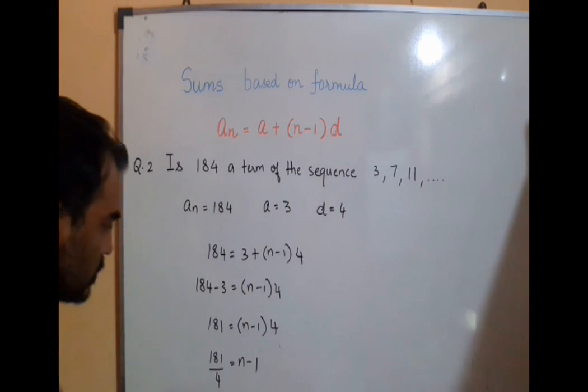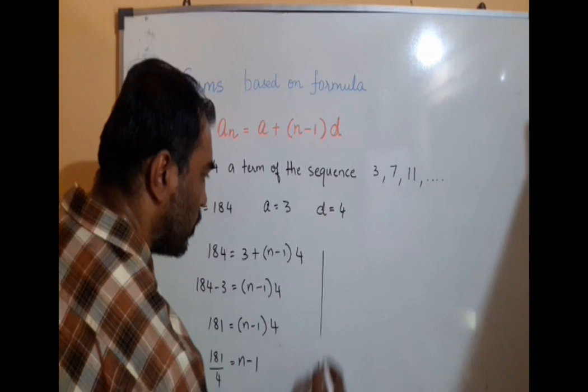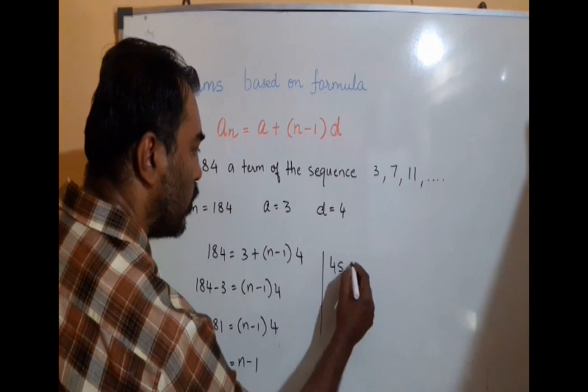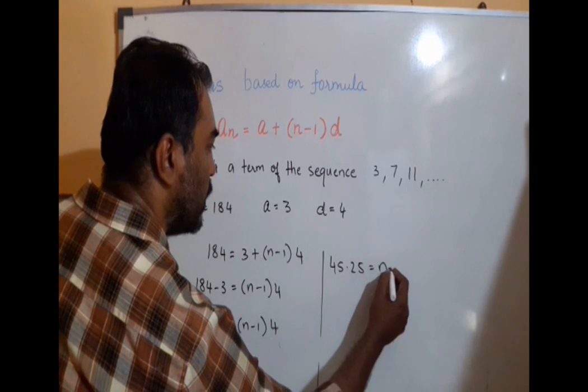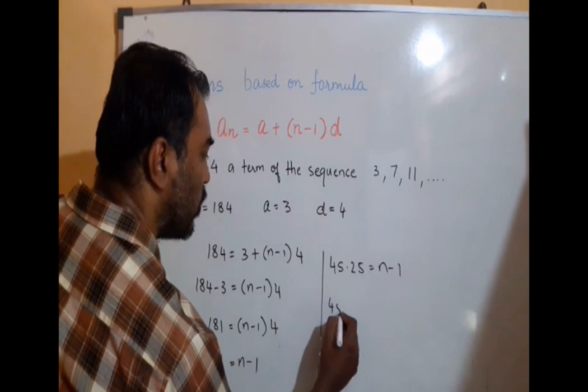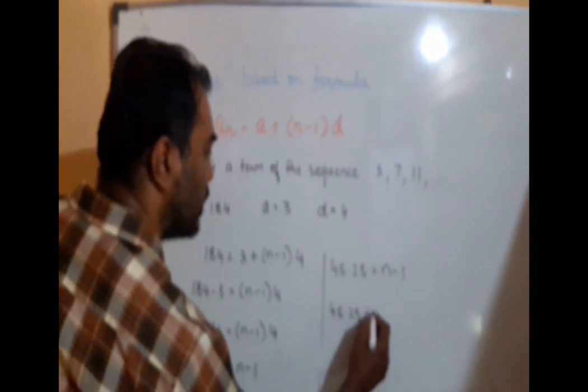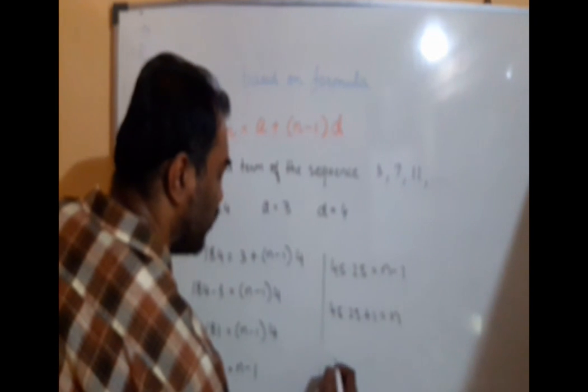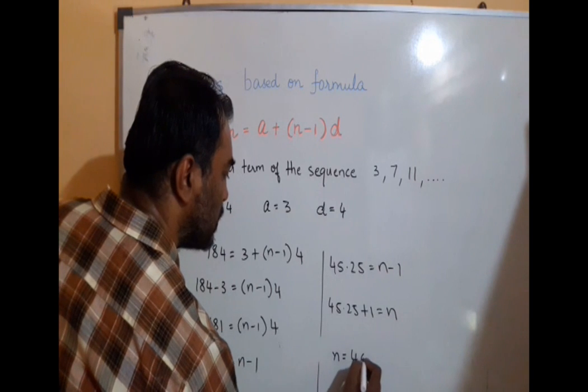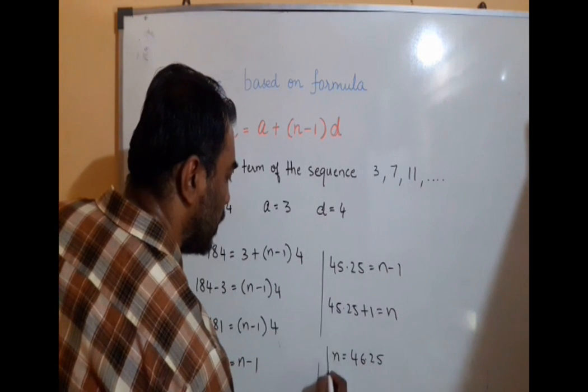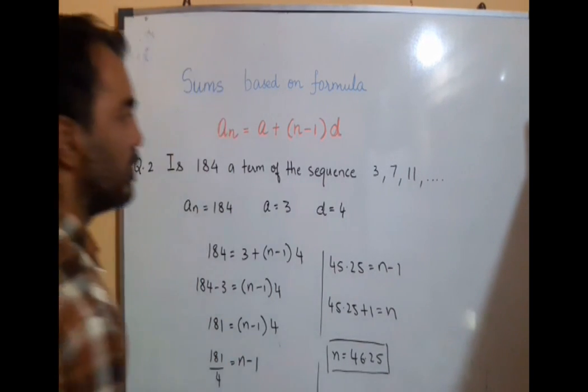Yes, that is 45.25 equal to n minus 1. So 45.25 plus 1 equal to n, which gives us n equal to 46.25. Now you can see what happens here.